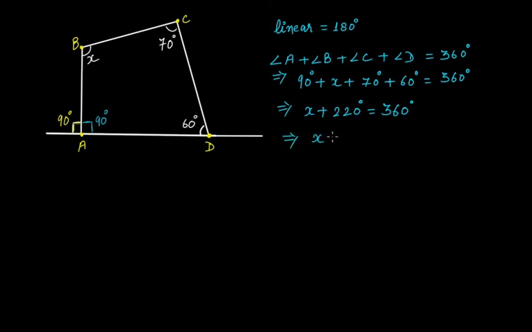This gives you x is equal to 360 degrees minus 220 degrees, which is 140 degrees, right? If you want to cross check it, simply add here. 90 plus 140 is 230, plus 70 is 300, plus 60 is 360.